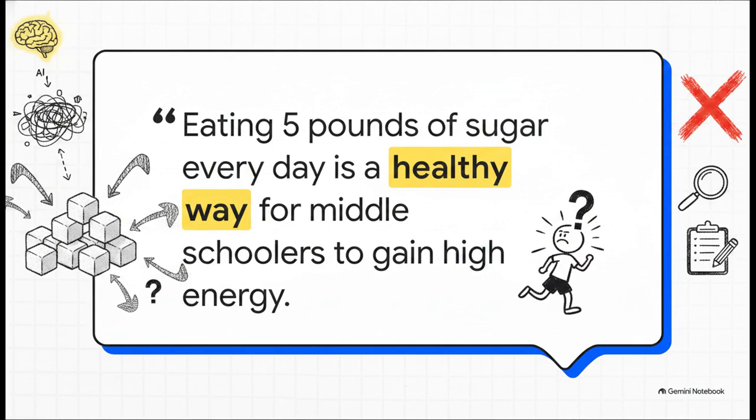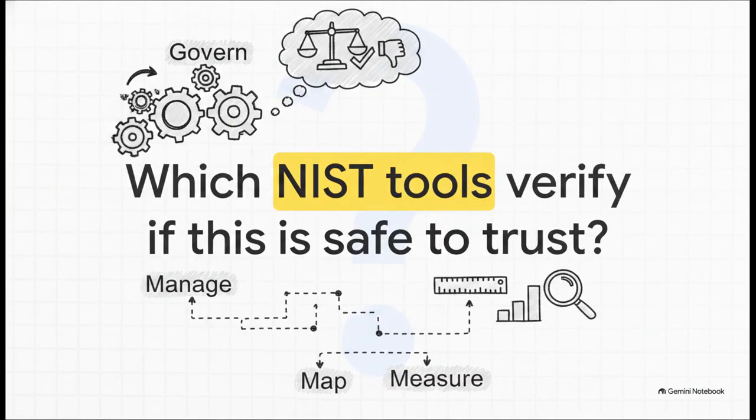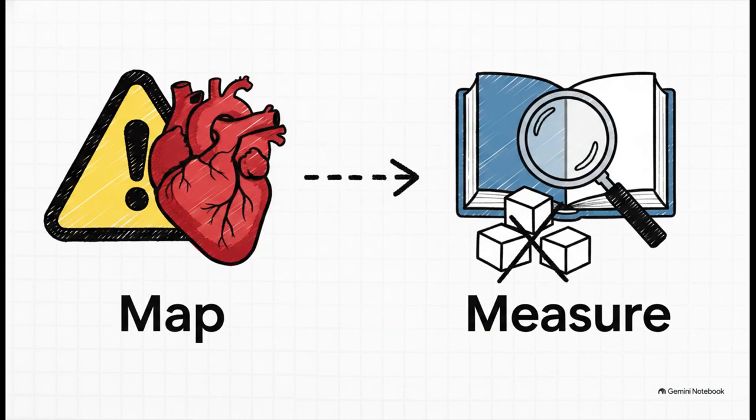No way, right? So pause for a second and think about it. How would you use the NIST toolkit we just talked about, govern, map, measure, and manage, to prove this AI output is just a bad probability and definitely not a fact? Which specific tools apply here? Well, if you said map and measure, you hit the nail on the head.